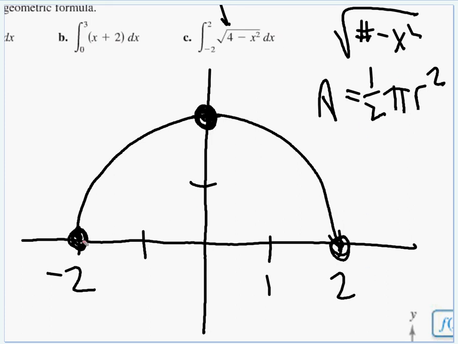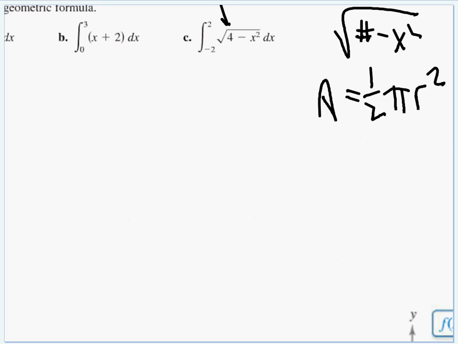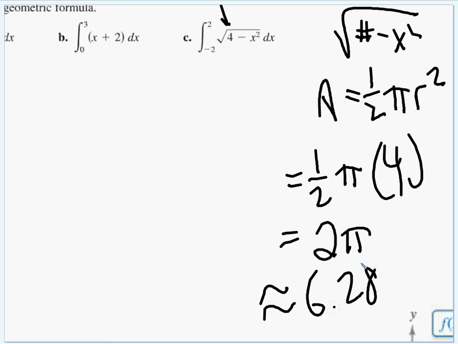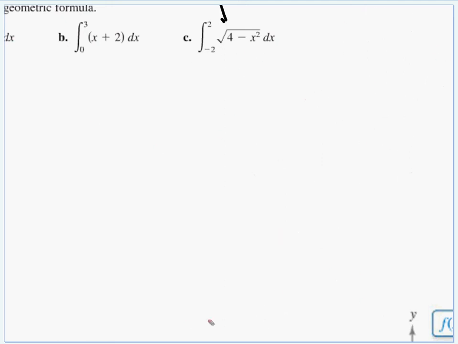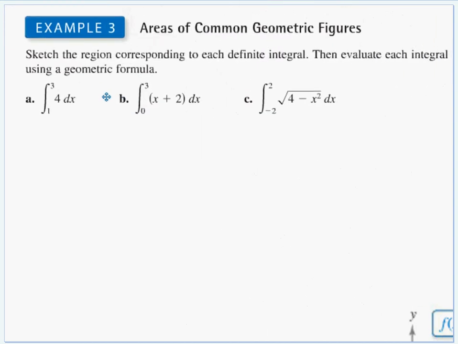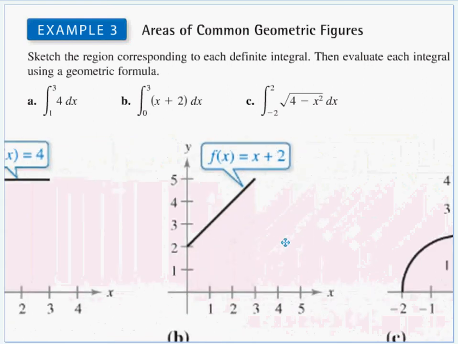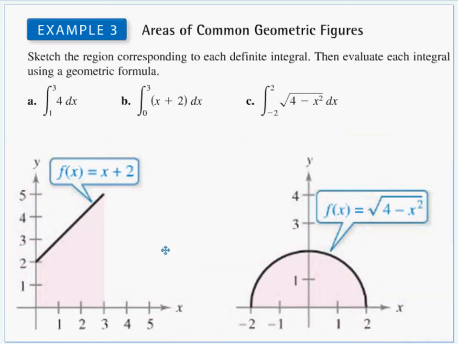And we've already identified the radius is 2. So our area is 1/2 times pi times 2 squared is 4. Half of 4 is 2. So that's 2 pi. 2 pi, or approximately 6.28 square units, whatever those units happen to be. So again, we can avoid a lot of algebraic computations for a definite integral if we can identify that it's just a common geometric shape. See, now here's the book's trapezoid, and then their semicircle, a little better than mine.